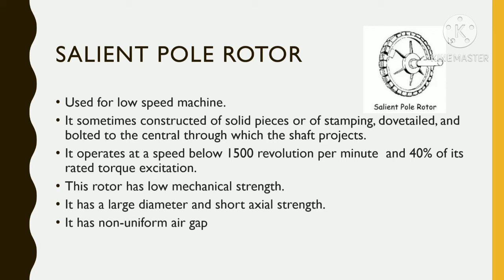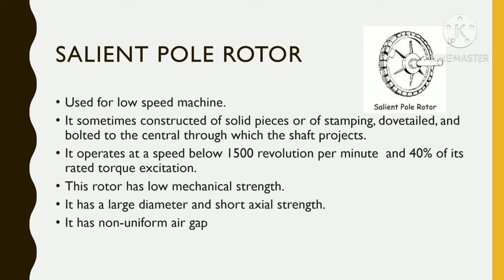Next, it's sometimes constructed of solid pieces of stamping, dovetailed and bolted to the central hub through which the shaft projects. Next, it operates at a speed below 1,500 revolutions per minute and 40% of its rated torque excitation. So, mababa lang yung speed ng machine, yung revolution niya per minute. Yung required torque din or rated torque niya is mababa rin. Next, the rotor has a low mechanical strength. Mababa daw yung mechanical strength ng salient pole.